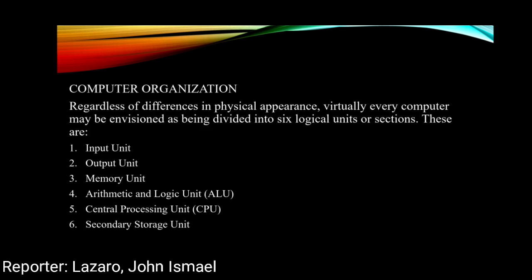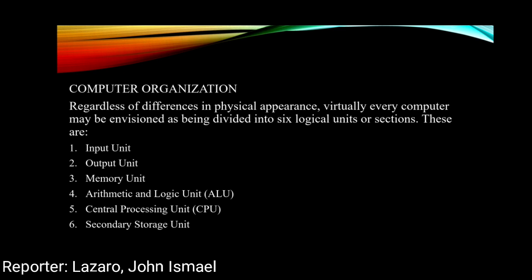Computer organization. Regardless of differences in physical appearance, virtually every computer may be envisioned as being divided into 6 logical units or sections. These are number 1, input unit. This is the receiving section of the computer. It obtains information from various input devices and places this information at the disposal of the other units so that the information may be processed. For example, a laptop keyboard is an input unit that enters numbers and characters. Similarly, even a mouse can be an input unit for entering direction and command.